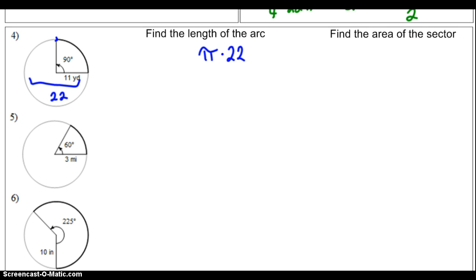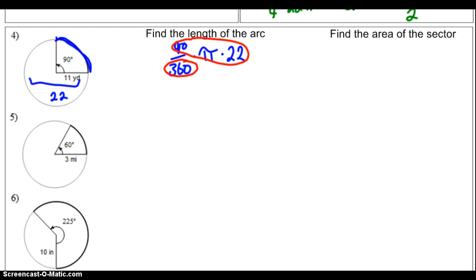However, I don't want the entire circumference. I only want this part, this 90 degrees out of the total 360. So what I'm going to do is at the front, I'll write 90 over 360. Now, when we're simplifying this, we want to multiply all the numbers on the top of the fraction together and leave the numbers on the bottom of the fraction like that.